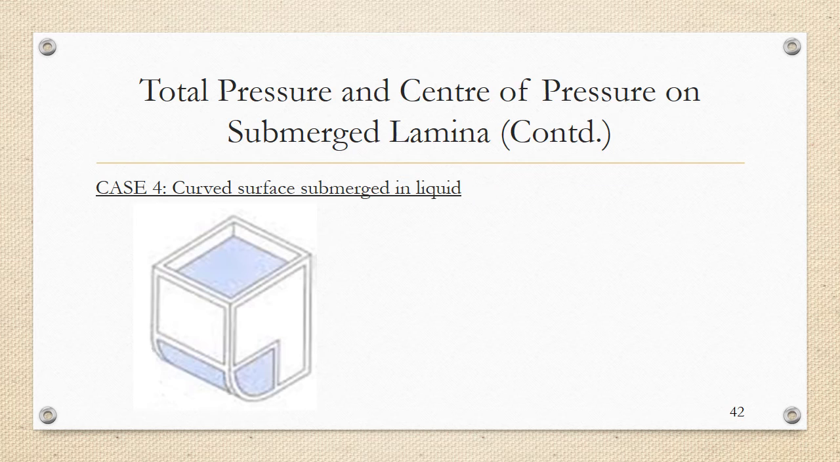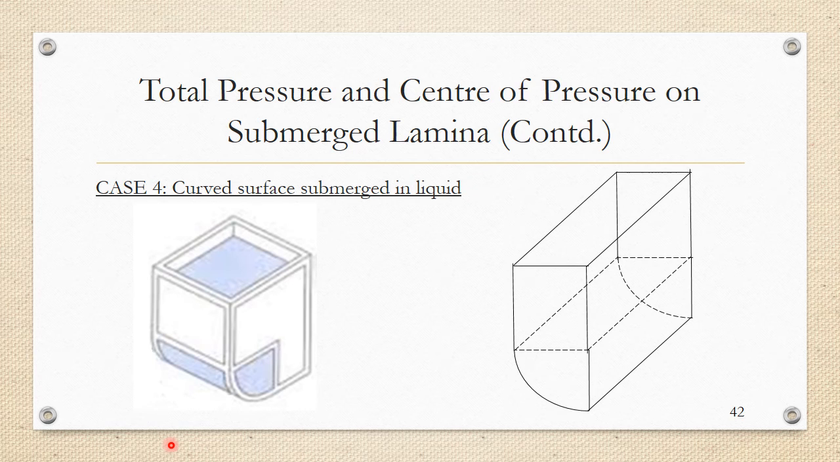Case 4 is different from the other three cases, as in it stands for a curved surface that is submerged in the liquid. So here you can see it's a beaker and it's having a curved surface, an edge of a curved surface that is filled with water, and I have to find out the total pressure force that is going to act on the curved portion of this beaker. So if I have to draw a three-dimensional view, this would be how the three-dimensional view of the curved surface would be looking. This is the curved portion and this is the cuboidal portion of this beaker.